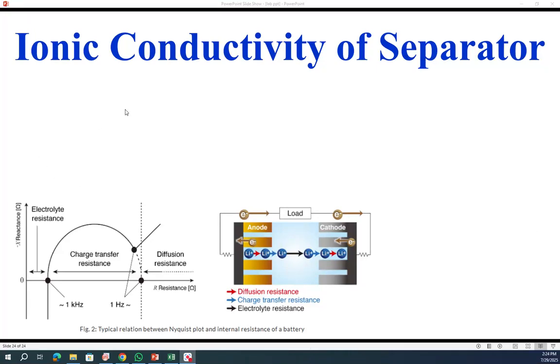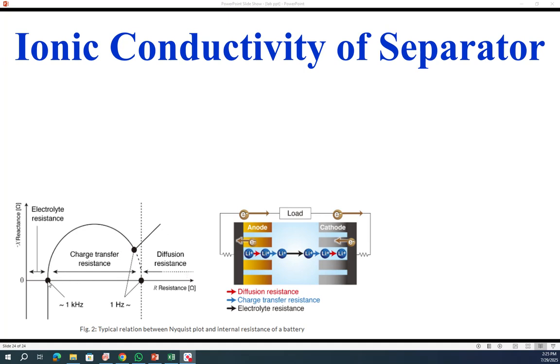Hello guys, so today we will learn how to measure the ionic conductivity of a battery separator. In order to measure the ionic conductivity of a separator, we can use the EIS method, which gives us some Nyquist plots. If we look at the Nyquist plots of a battery, it may consist of a semicircle or straight lines. The semicircle represents the charge transfer resistance, whereas straight lines represent the diffusion resistance.